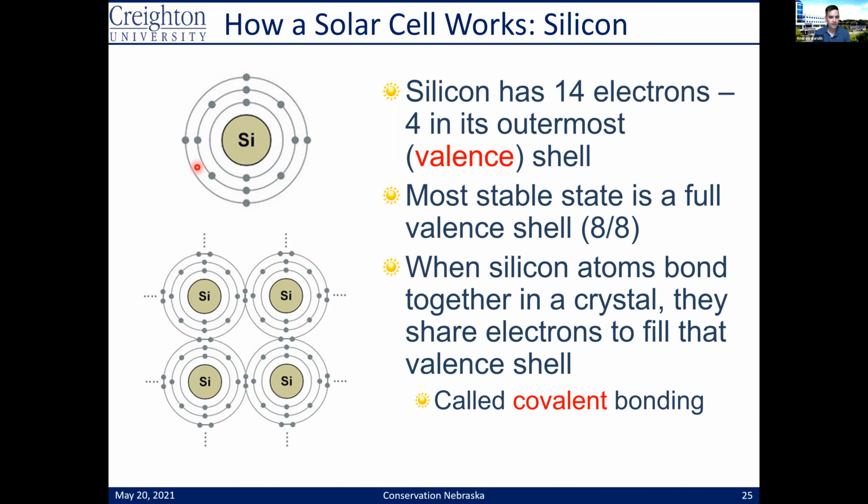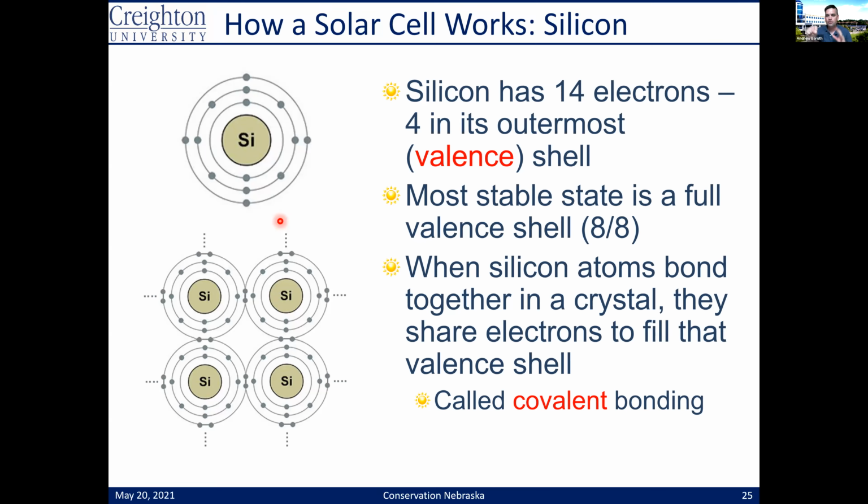So there's 4 of those. Now, again, from your high school chemistry class or your college chemistry class, you might remember the octet rule. The octet rule tells us that things are happiest when they have 8 electrons. This is why all noble gases have 8 electrons, for example. And so silicon is not happy when it's by itself.